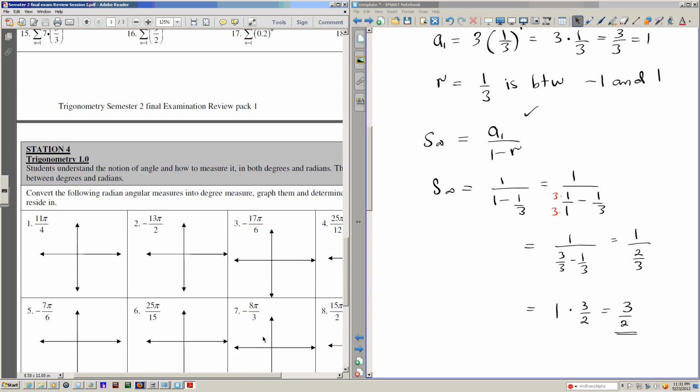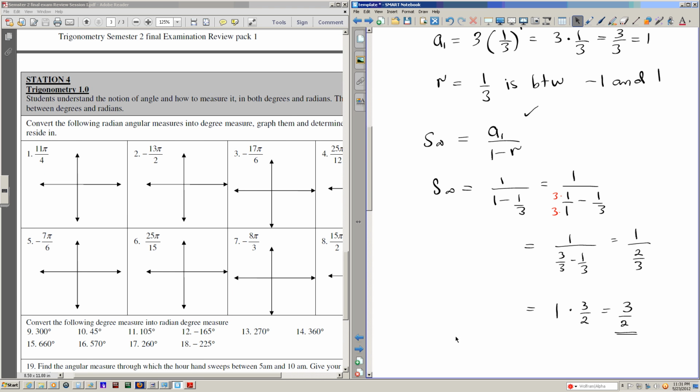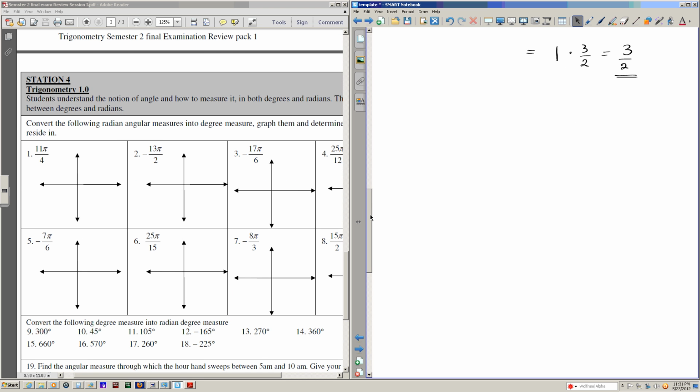All right, now let's move on to station 4 problems. Let's take a look at question number 1. It says, convert the following into radian, and then graph it and determine what quadrant it lies on. So for number 1, we are dealing with the question 11 pi over 4. So how do we change this to degrees? Do we multiply by pi over 180 or 180 over pi?